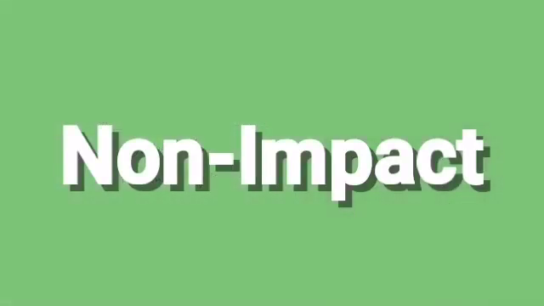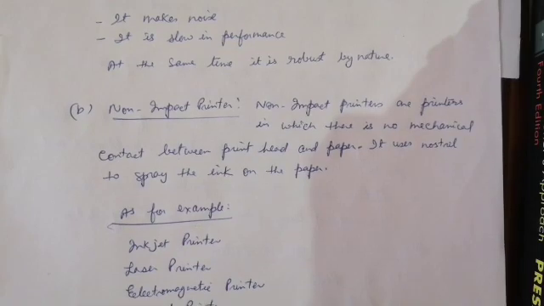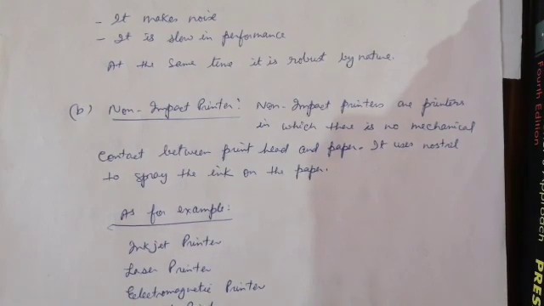Second is non-impact printer. Non-impact printer is the printer which does not give impact while printing. That means it is a printer in which there is no mechanical contact between print head and paper. Then how is printing done? Printing is done by the nozzle, right? It sprays the ink through the nozzle on a paper, and then it prints the document. So that is a non-impact printer.